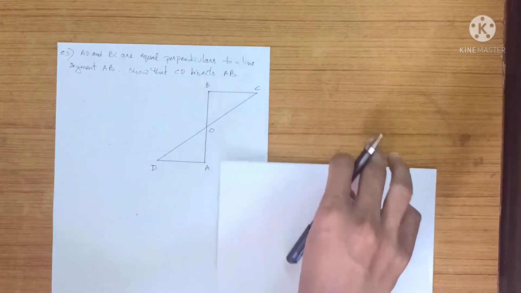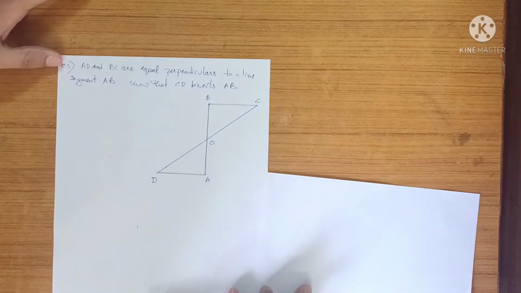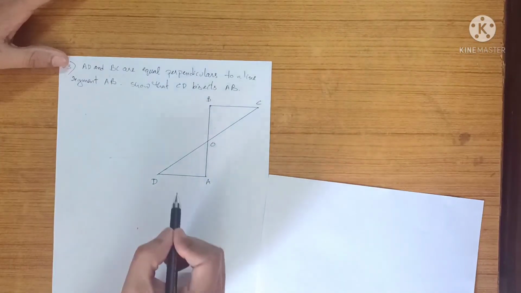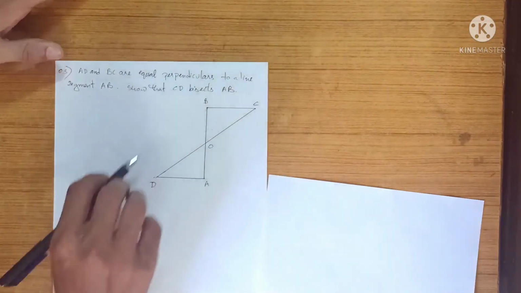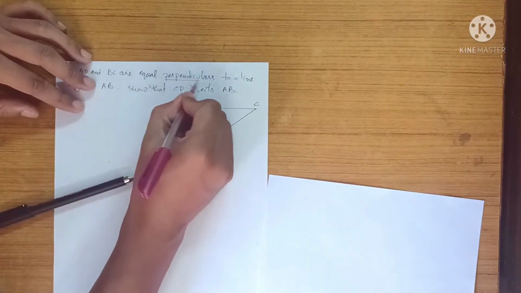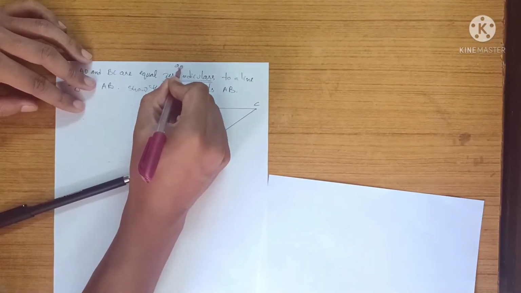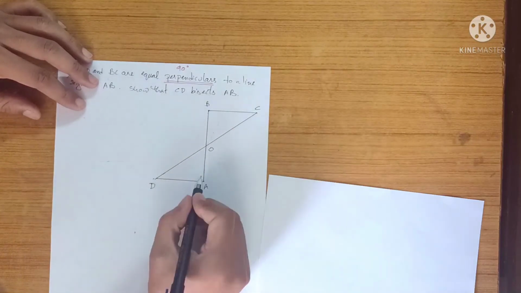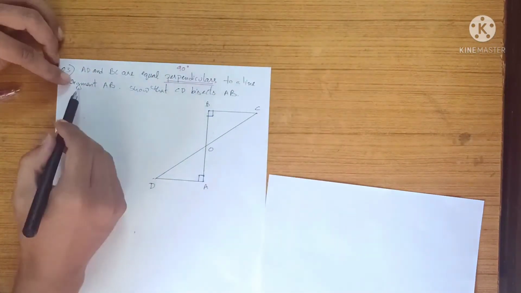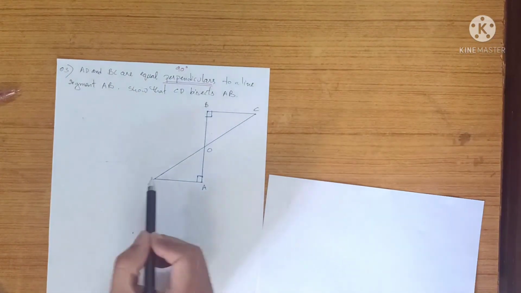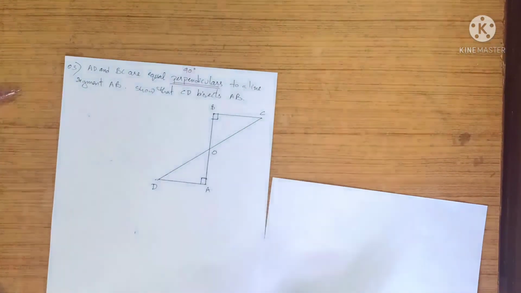So number 3, let's read the question first. AD and BC, where is AD? AD is here, BC is here, are equal perpendiculars. What do you understand by the term perpendiculars? Perpendiculars literally means 90 degrees. Don't forget it, okay? So this is 90 degrees and this is 90 degrees. Perpendiculars to a line segment AB. So AB is a line segment, this is the perpendicular, this is the perpendicular.